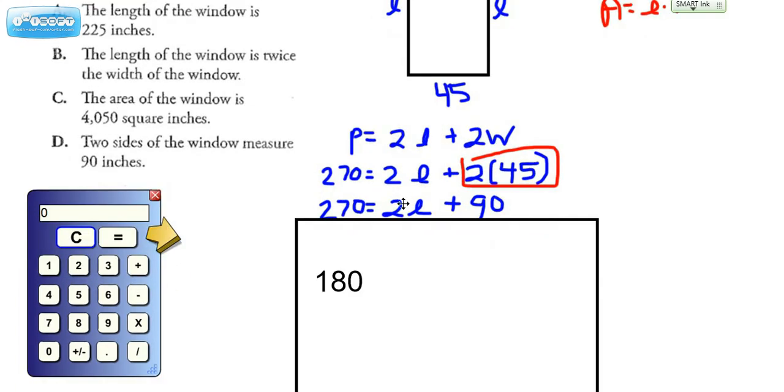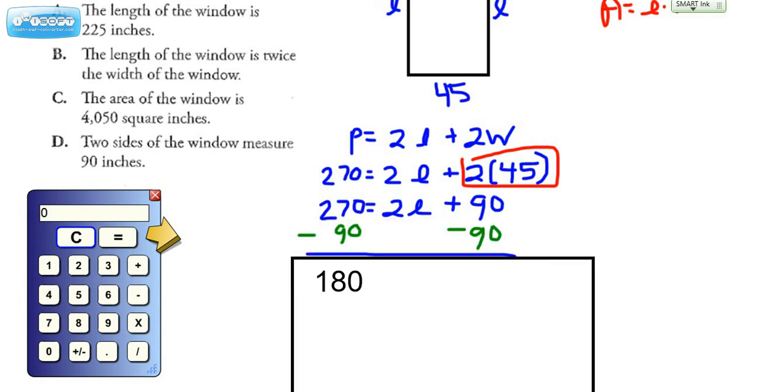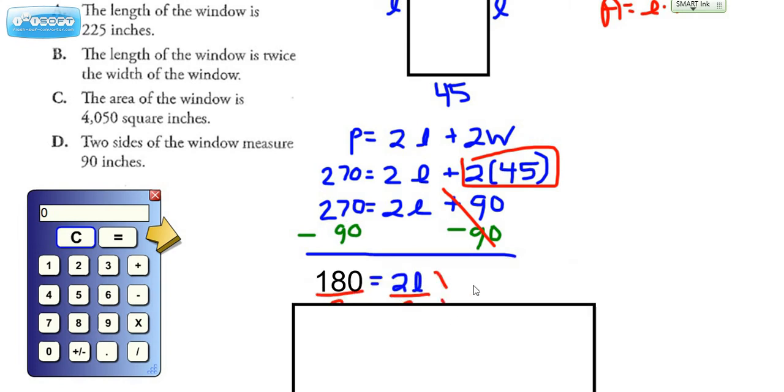Now, we have an algebra equation still. We have to isolate the variable. And how are we going to isolate that? Well, we're going to use our inverse operations. The opposite of add 90 is to subtract 90, and we have to do that to both sides of the equation. This will cancel out. We'll bring down the 2L, bring down the equal sign. 270 minus 90 would give us 180, and we'll have this.